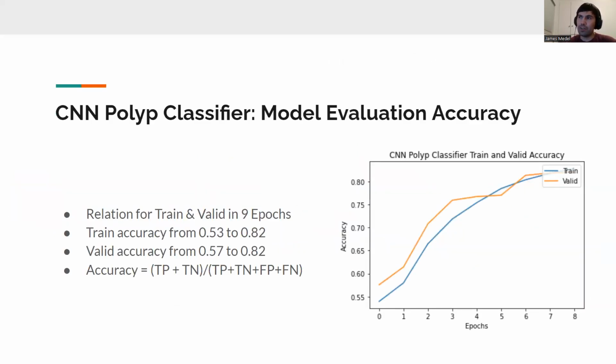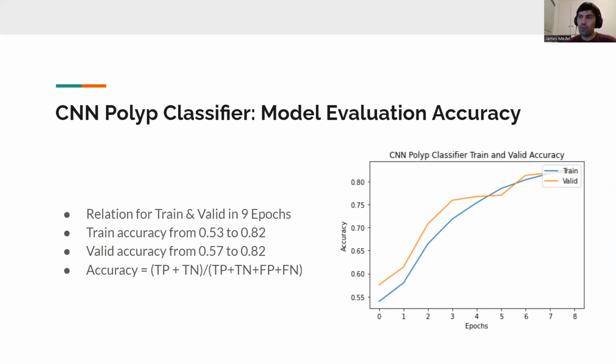And here's a sample of the model evaluation graph during training. So the accuracy, we can see it's increasing. And as a reminder, accuracy is just all of the predictions that we got correct. So let's say we predicted that a polyp is cancerous. That's a true positive. Let's say we predicted that a polyp is not cancerous.